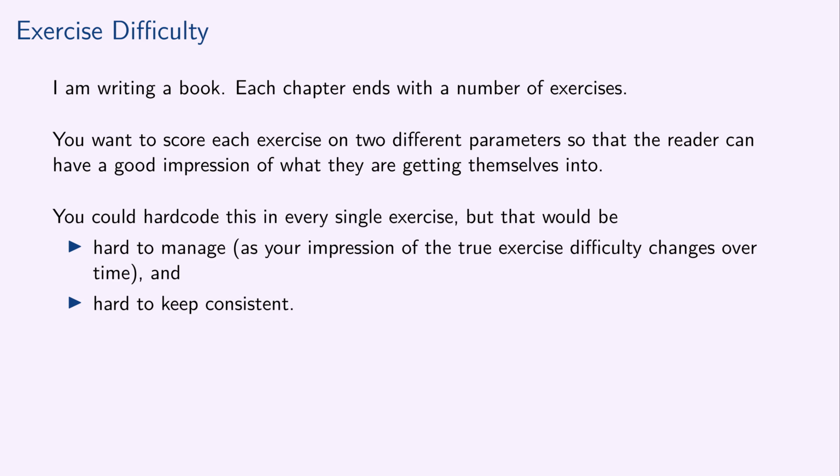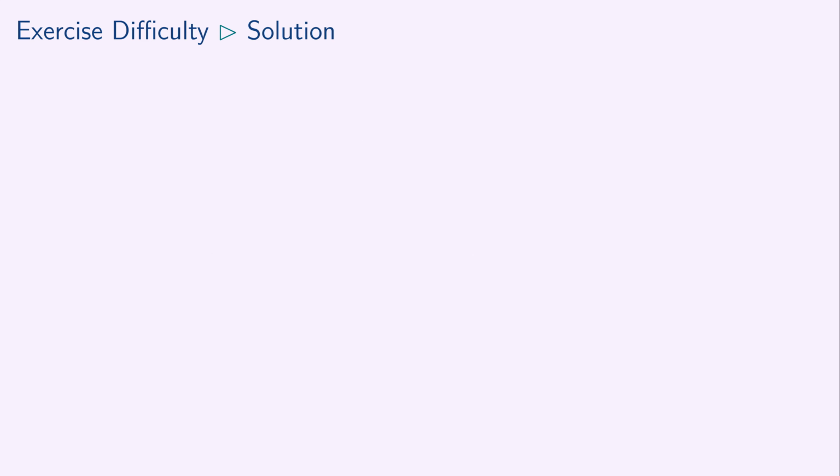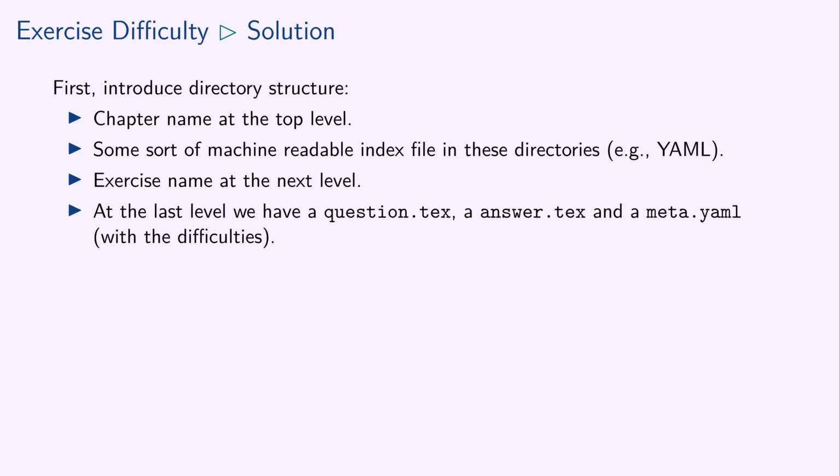So each exercise is associated with two scores. And I could hard-code this in the document, but that would be hard to manage, especially as my impression of how difficult that exercise is changes over time. And it will also be hard to keep consistent because I'm manually adding text here and there and that kind of stuff. So instead, I have a slightly different solution whereby I introduce a directory structure. So folders if you are GUI minded. And at the top level, we have the chapter.